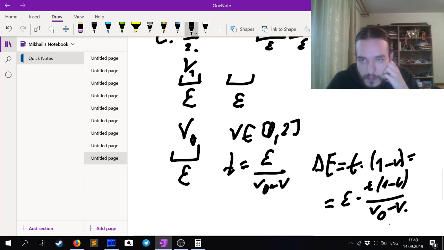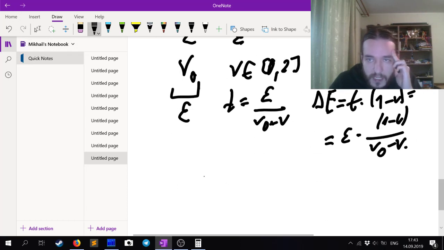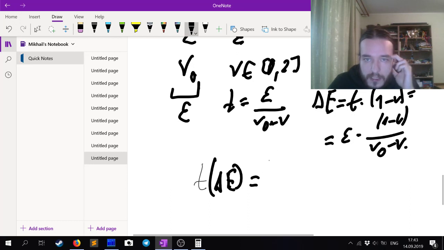Okay, we don't have epsilon anymore. Okay, so how does t depend on delta E? Well, it just follows that it's... I'm done. If we know delta E, how can we determine T? That's the question.